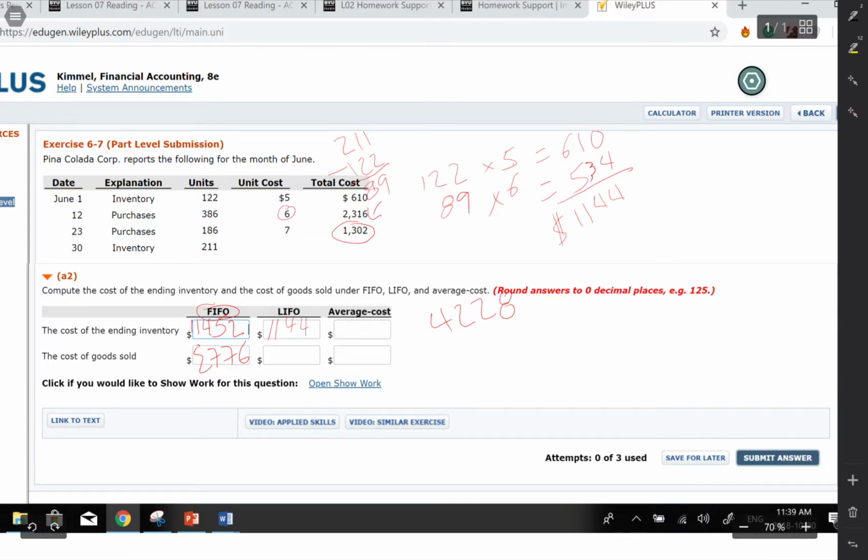Now, to figure out the cost of goods sold, we use the number we obtained from the first exercise as the cost of goods available for sale, and we will subtract the ending inventory under the LIFO rules, which is $1,144, and that gives us a total of $3,084.